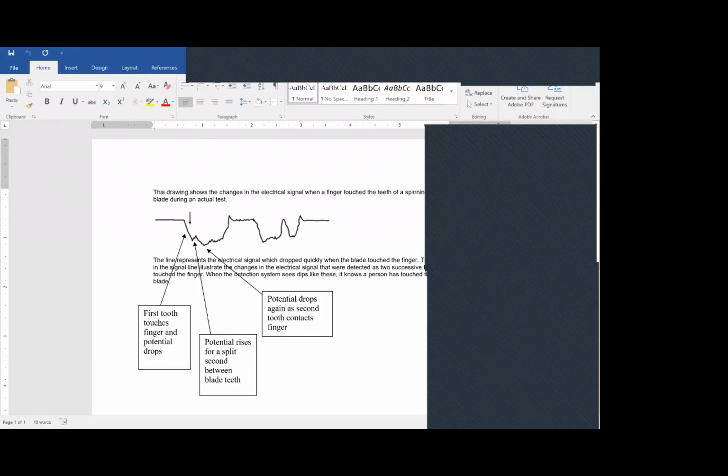I have to share this with you. Hold on. Okay, so the potential is nice and constant. I don't know if you can see that. It's nice and constant. And then, where's my blade? The blade has teeth all around it, right? Let me grab my blade. Hold on.